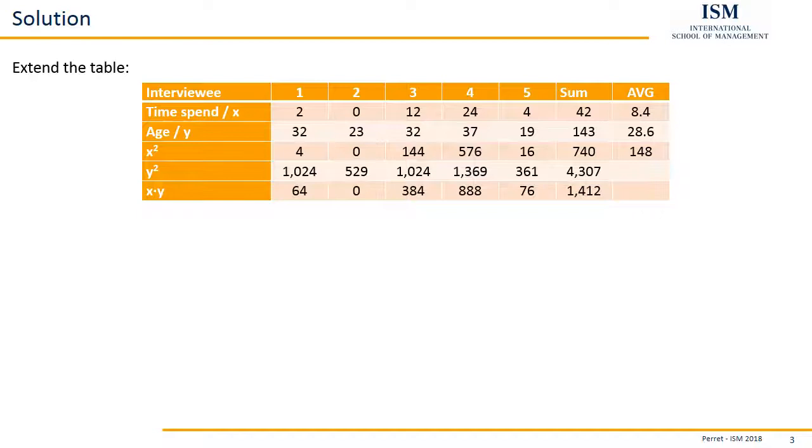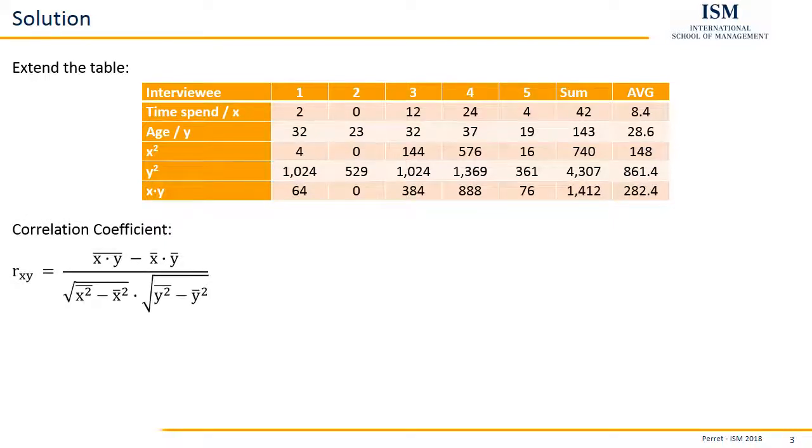For x squared, we get 148, and for y squared, we get 861.4. And finally, for x times y, we get an average of 282.4. Those are the values we're going to use to actually calculate the correlation coefficient, which is given via the following formula. On the upper part, we have the average of x times y, so the 282.4, minus the average of x times the average of y, so 8.4 times 28.6.